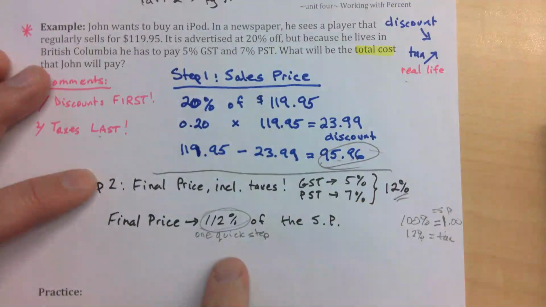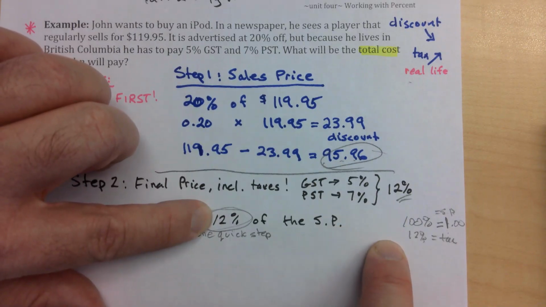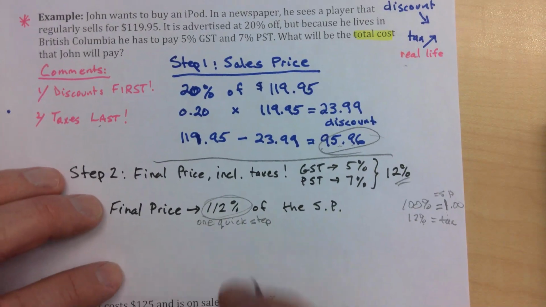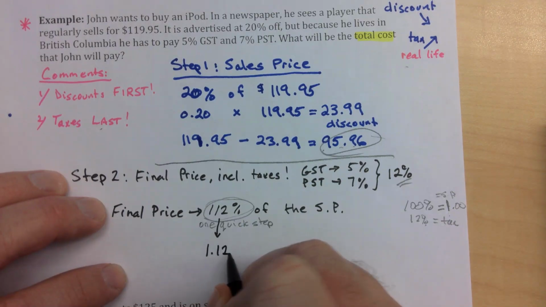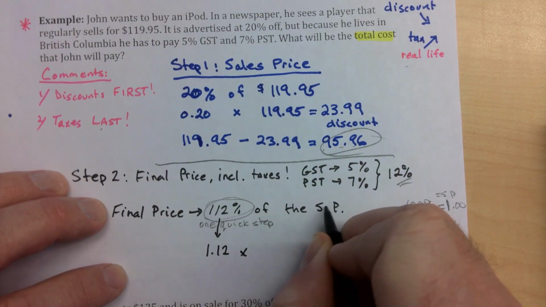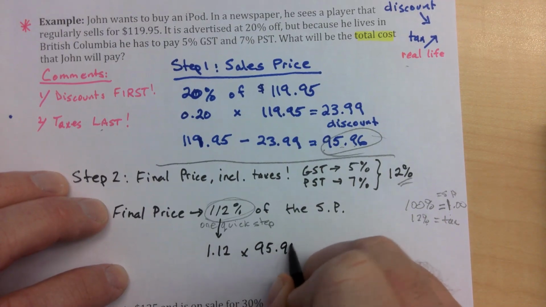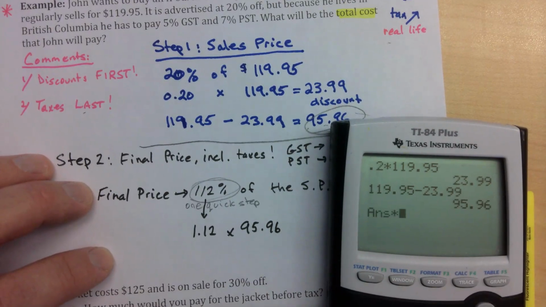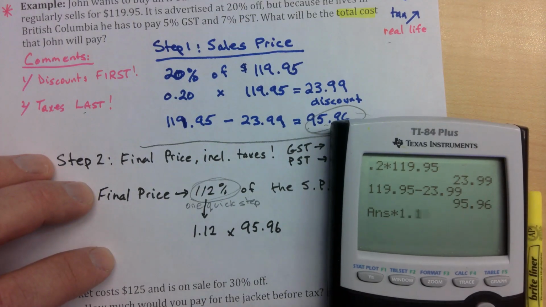Now, if you don't like doing it this way, just do 12% of the sales price, find out what the taxes are, and then add it on. Using 112% does this all in one step. Let's translate. 1.12 of means times. And what is the sales price? It's $95.96. So let's take that answer. My calculator can take the answer and multiply that by 1.12.